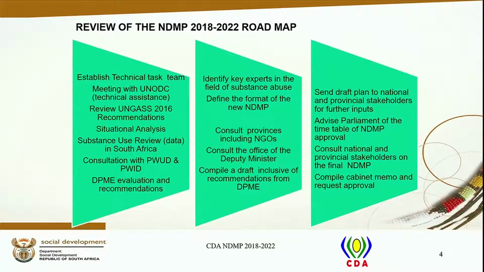The starting point was to have a task team, which was made up of representatives from both the Central Drug Authority, as well as looking at outside agencies to assist. And the first one that we turned to, obviously, was the UNODC for technical assistance. We also looked at the UNGAS and their recommendations, which then guided us in terms of the way forward as well. We try to do as best as possible a situational analysis of what and how big the problem is, how many people are we talking about, how big is the problem.